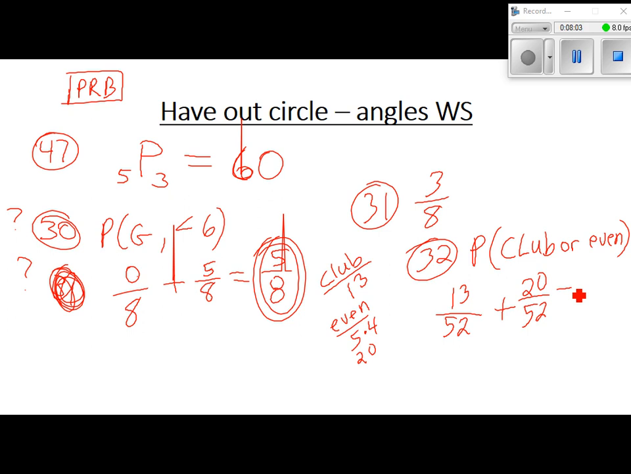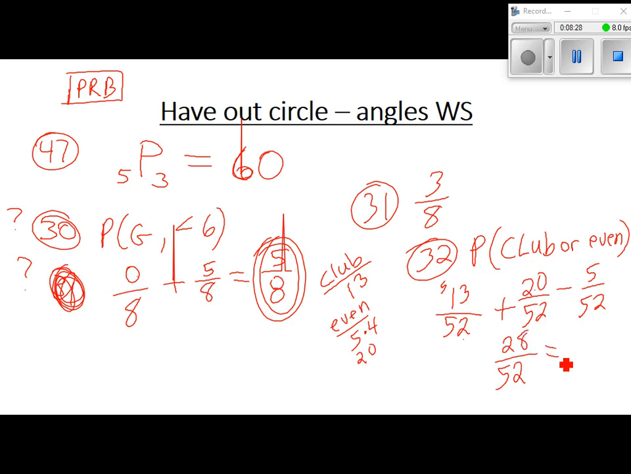Yeah, you're right, Michael. I'm thinking of the next problem. So there's 5 even clubs here. Well, we already counted them here, so we want to subtract them off. So we subtract off 5 out of 52. Again, the bottom's going to stay the same. That doesn't change. What's 13 plus 20? 33. Minus 5. 28.